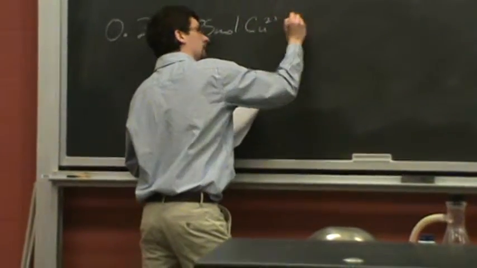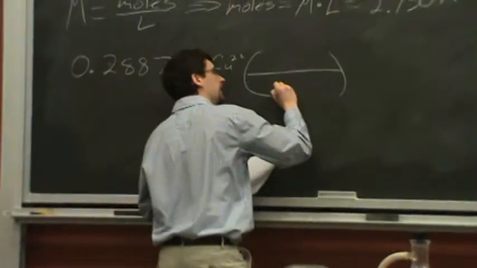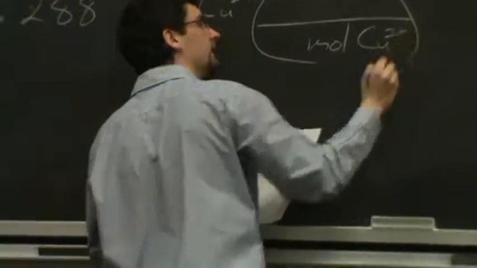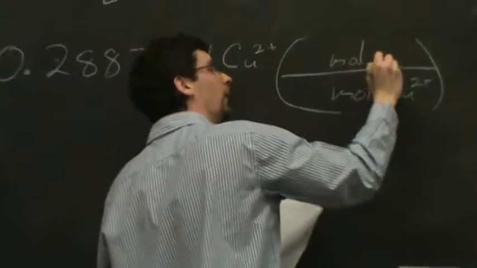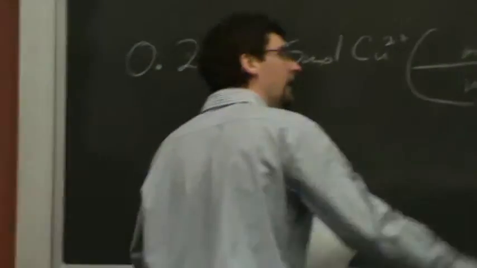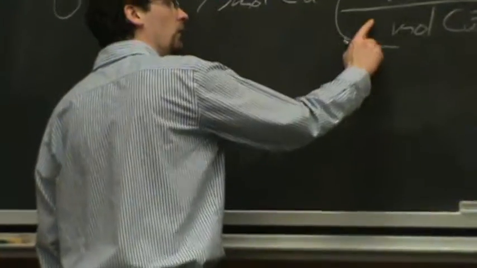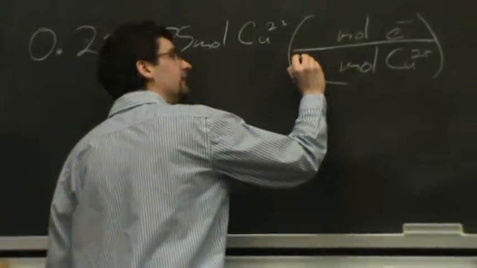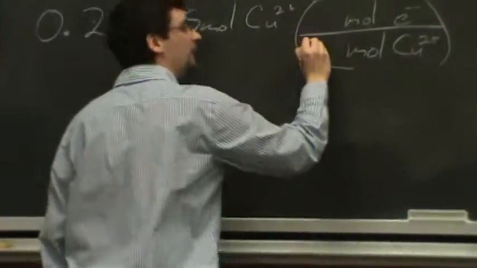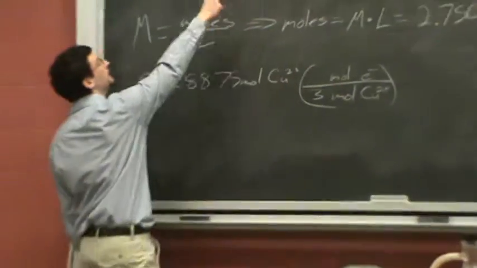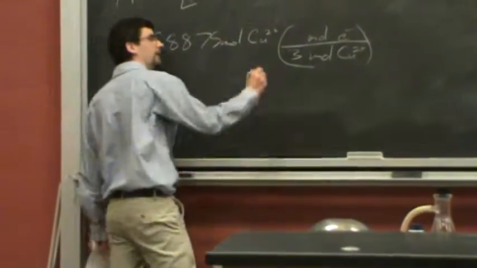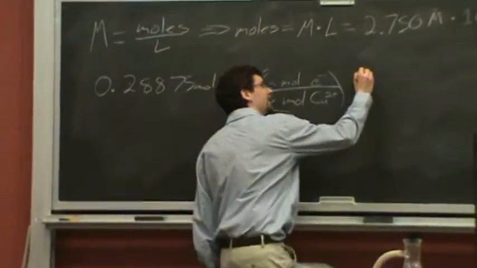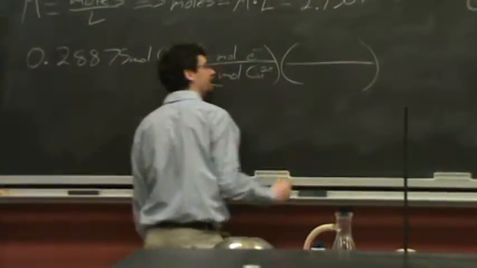Figure out how many electrons. I heard somebody say convert to moles of electrons. All right, for every, what digit's going to go in the denominator? 3. Where'd you get that from? The balanced half reaction, the one that involves copper. What's going to go up top? 6.